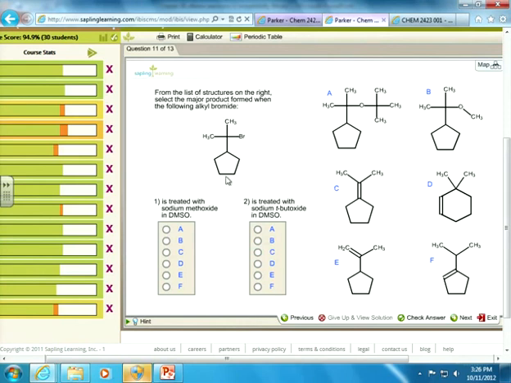I have a small one. So is that going to be Zaitsev or Hoffman? Zaitsev. So here's my leaving group. It can go towards methyl, methyl, or ring. The ring. So out of A, B, C, D, E, F, which one has the double bond towards the ring? C.